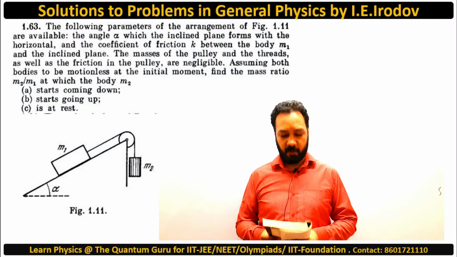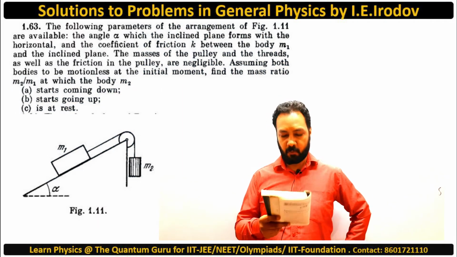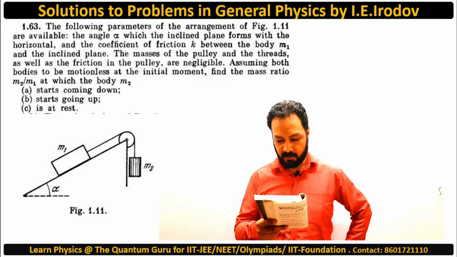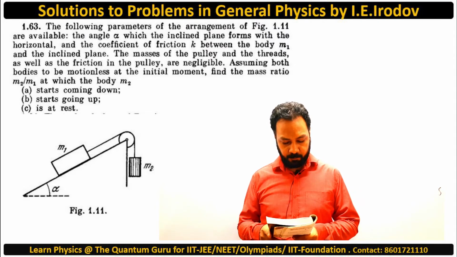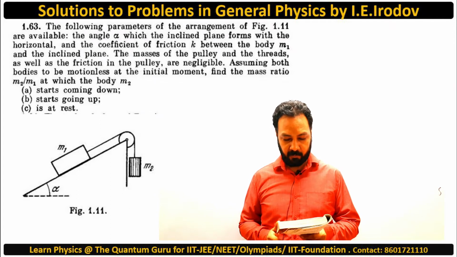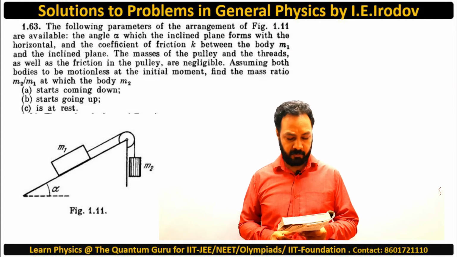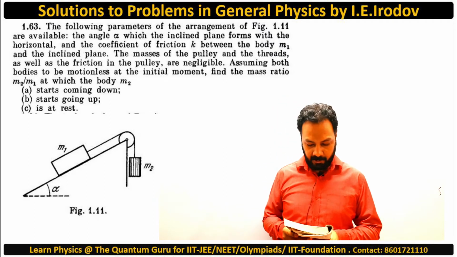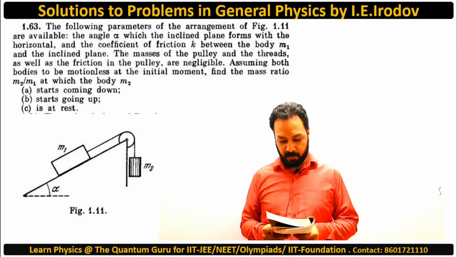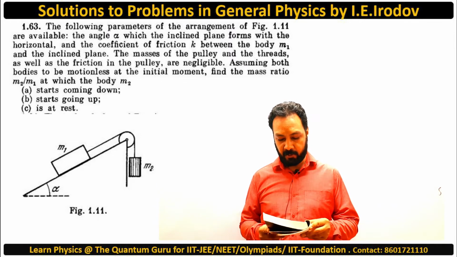Let's see question number 1.63 of Irodov. The question states the following parameters of the arrangement of figure 1.11 are available: the angle alpha which the inclined plane forms with the horizontal, and the coefficient of friction between the body m1 and the inclined plane. The masses of the pulley and the threads as well as the friction in the pulley are negligible.